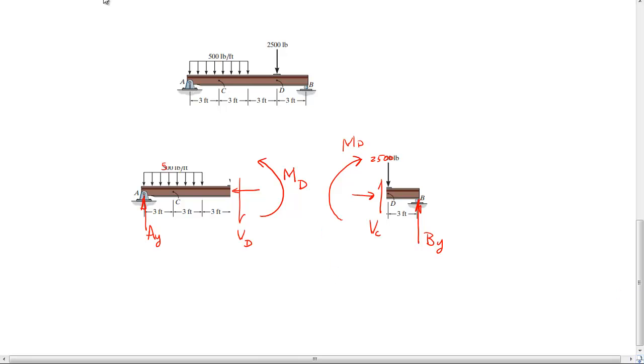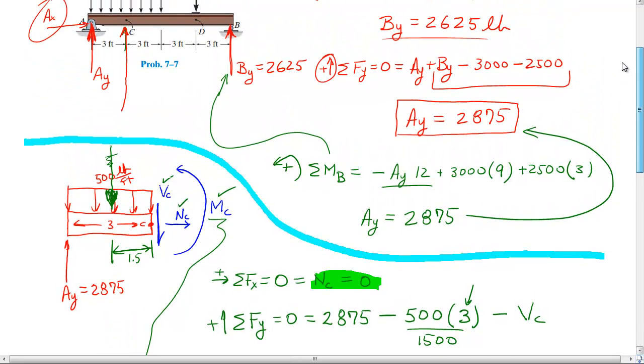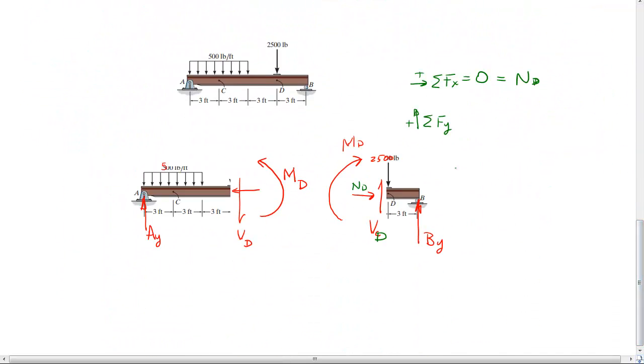Well, okay, so what happens here? Well, the sum of the forces in the x direction tells you that the normal force at D is just equal to 0. It doesn't have one. Sum of the forces in the y, I should have put a sign direction here, but I'll put a sign direction here. Get BY. Well, what was BY? I'm going to have to look back up the page. BY is 2625.